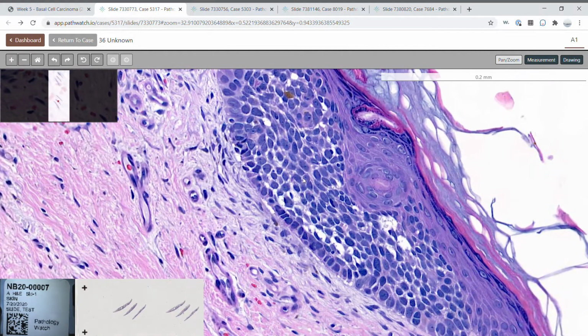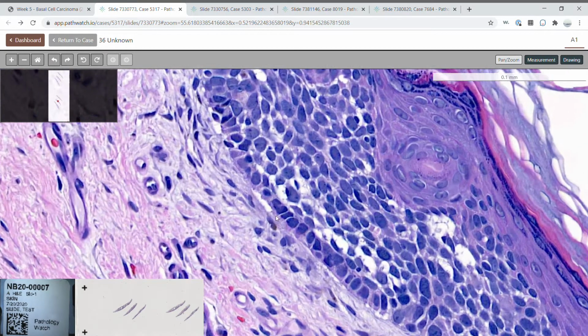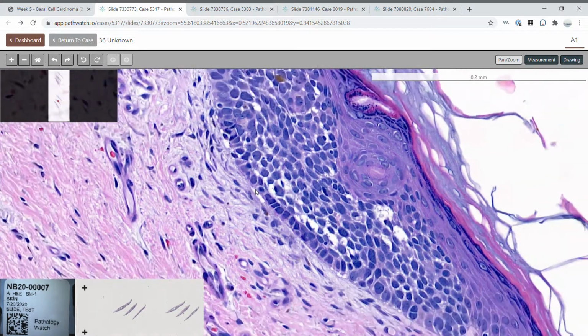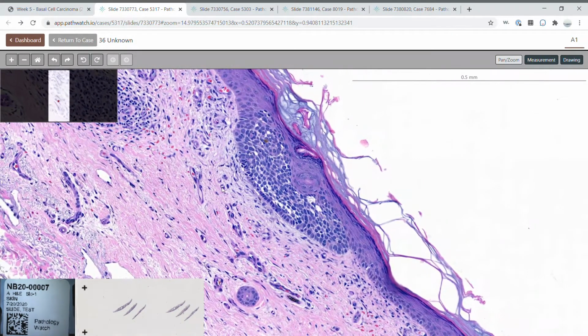Here you can see a proliferation of blue basaloid cells in the lower levels of the epidermis. There is peripheral nuclear palisading. You can see all the nuclei lined up against each other in a row. In addition, there is a stromal reaction. Here it's a myxoid, almost myxoid, stroma. Sometimes you can even see stromal clefting. This is superficial basal cell carcinoma.